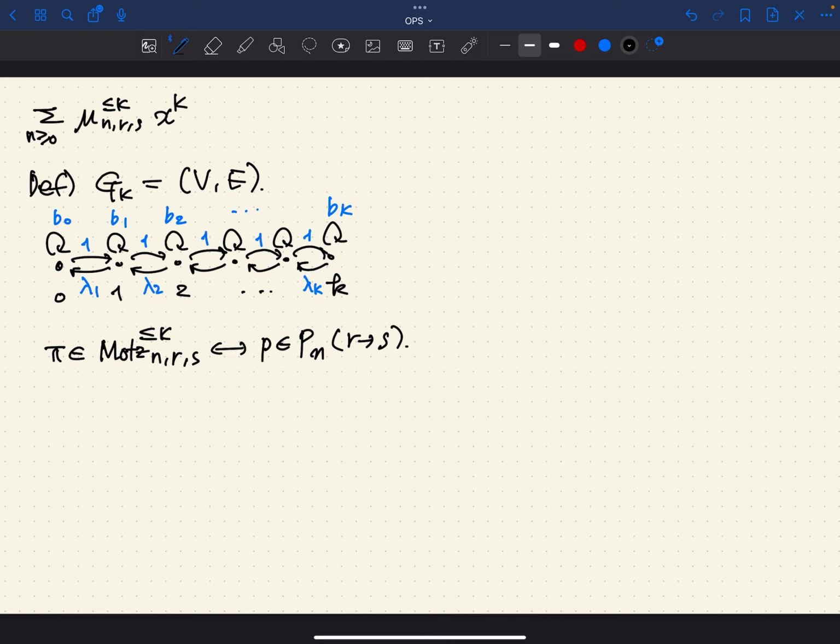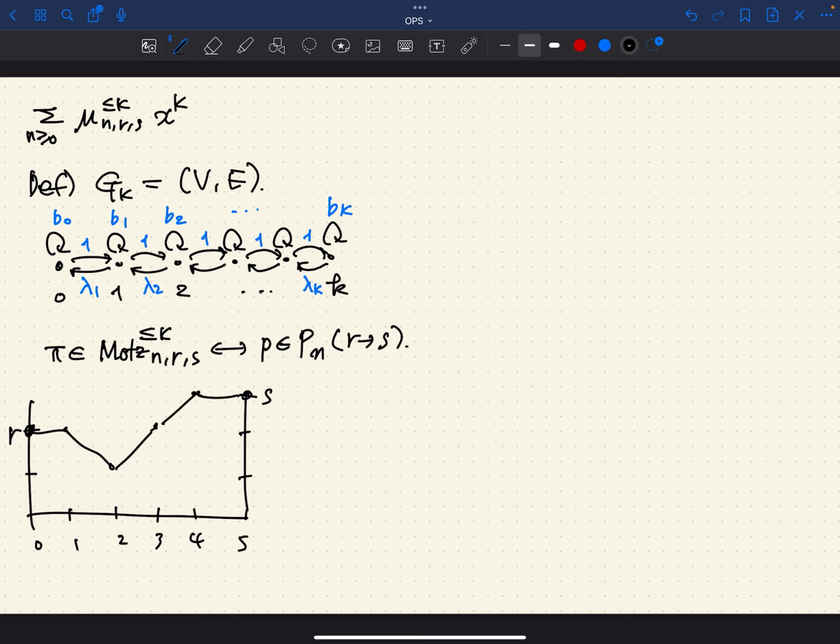Why is that? Let me just give you an example. 1, 2, 3, 4, 5. Maybe 1, 2, 1, 2, 3. So let's say r equals 2, s equals 3. So you go horizontal, down, up, up. Let's say horizontal. Then this corresponds to the path. The idea is you only keep the height. So start from r equals 2.